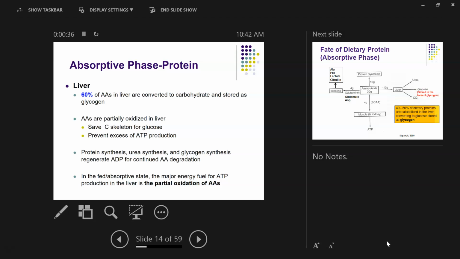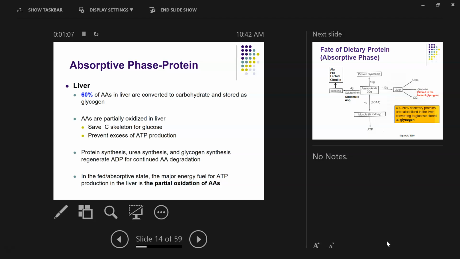So I think we stop here, right? We finished the glucose metabolism after the absorptive phase. That means 2 to 3 hours after a meal when we eat, right? So what happened to the glucose metabolism after we eat a meal, and then we started talking about the protein.